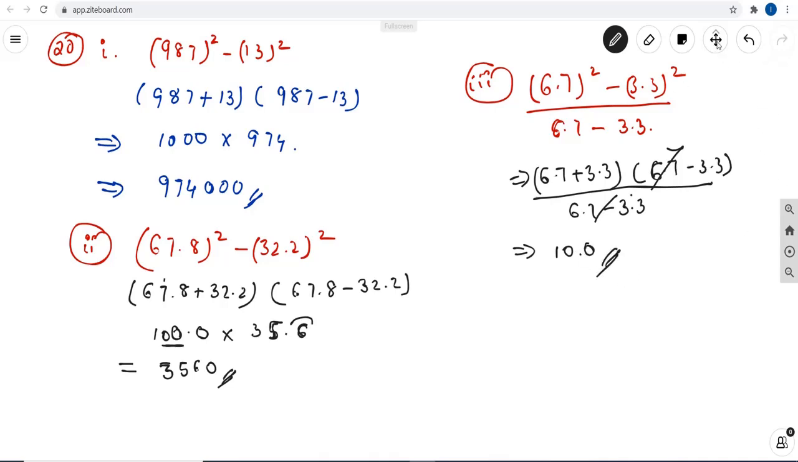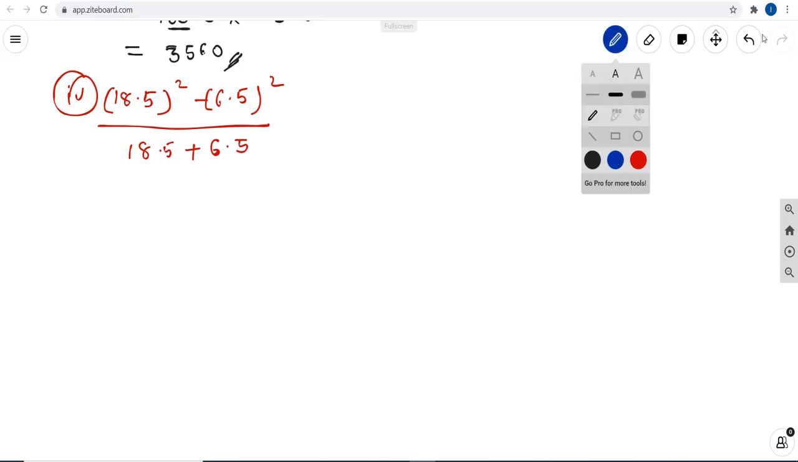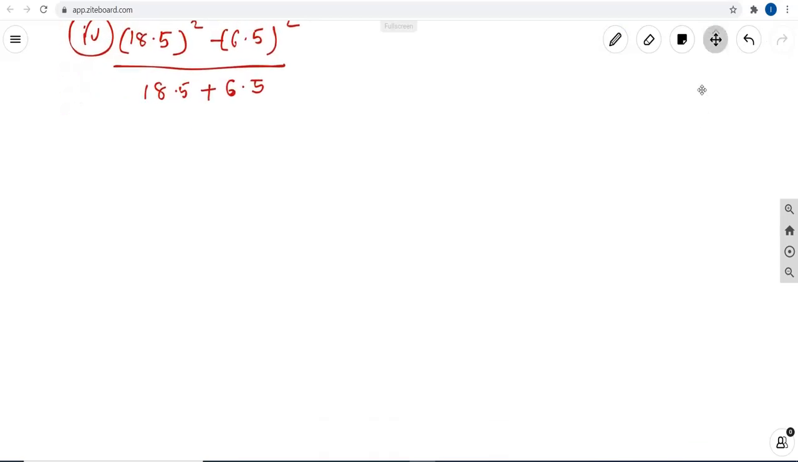So the last problem in problem number 20 is given as 18.5 square minus 6.5 square, divided by 18.5 plus 6.5. This is also a very easy problem, and we have to use the identity. By seeing the problem only, I think you can make out how to solve this. We will start solving this.